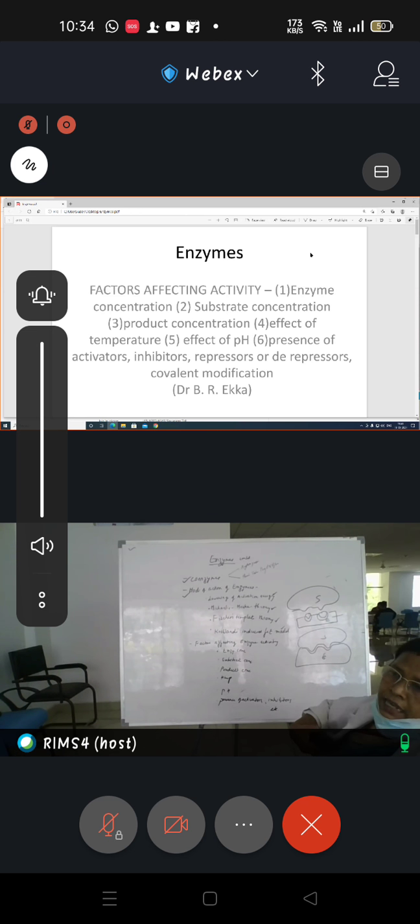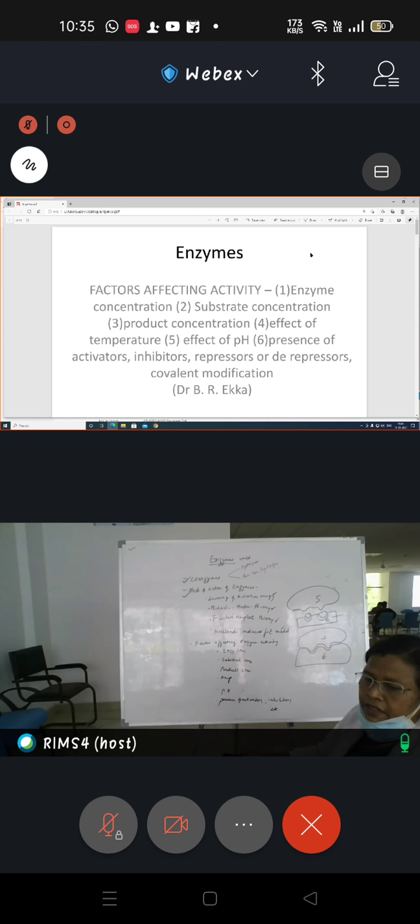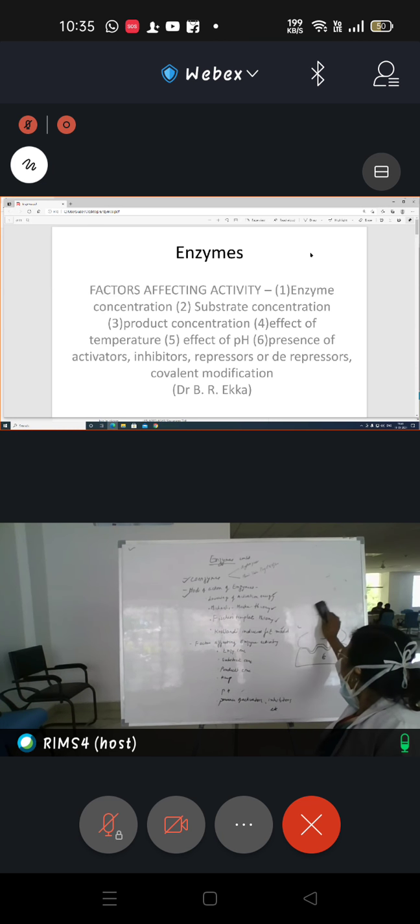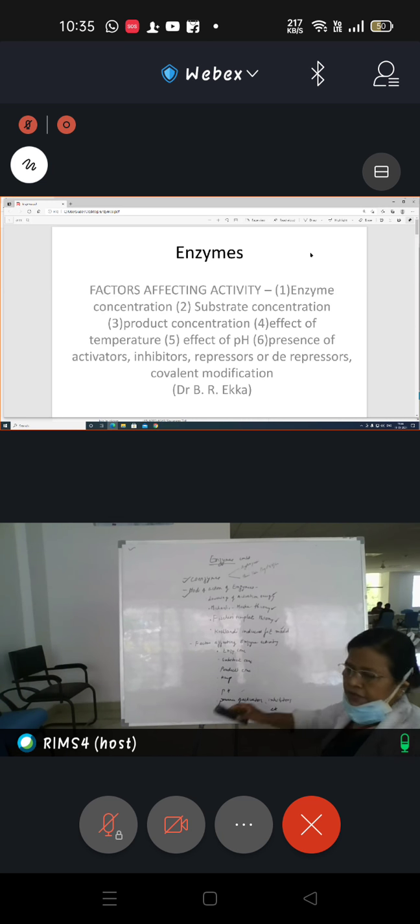The lock and key theory said that the active site of the enzyme was fixed. So when the substrate comes into contact with the enzyme, it fits into the enzyme and the reaction takes place, just as the key fits into the lock. In the Koshland induced fit model, the active site of the enzyme is not fixed. When the substrate comes in contact with the enzyme, it undergoes conformational changes and then the reaction takes place.